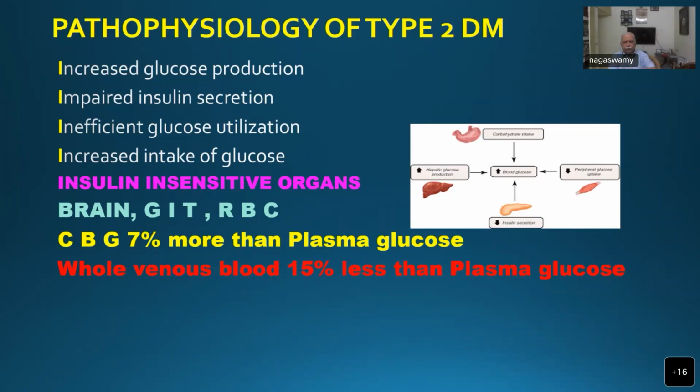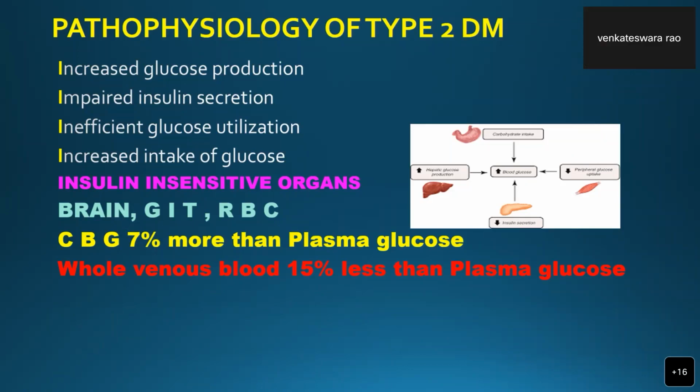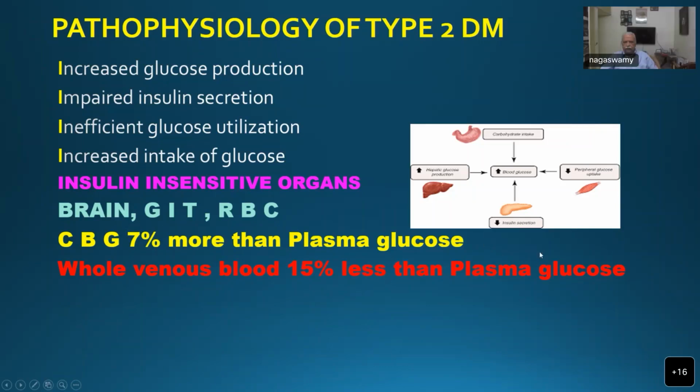Why? What is there in the whole venous blood? What is there in plasma? Why is there a difference between the measurement in plasma glucose and whole venous blood glucose? RBCs. RBCs have less water, whereas plasma has 93% water and 7% proteins, whereas in RBCs only 23% is water. So the dilution becomes less, so you get a lower value.